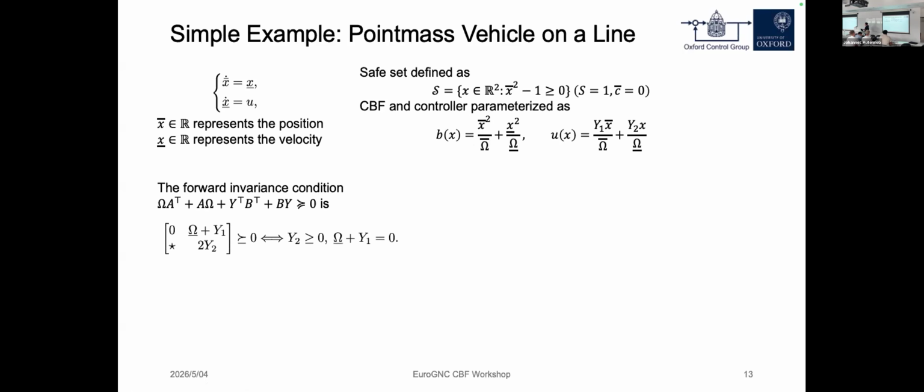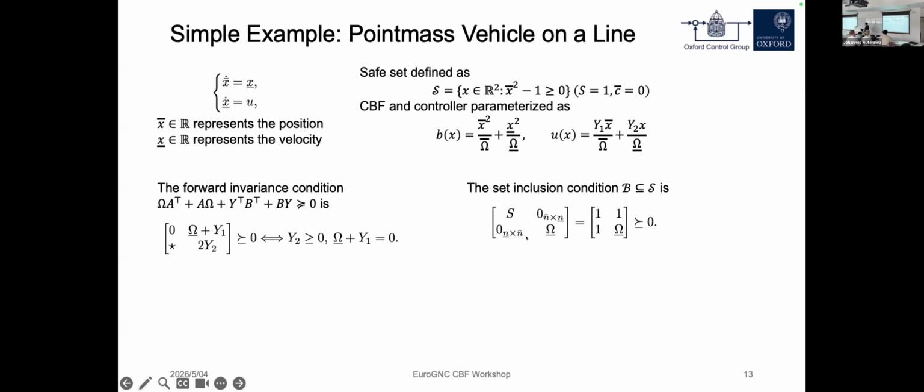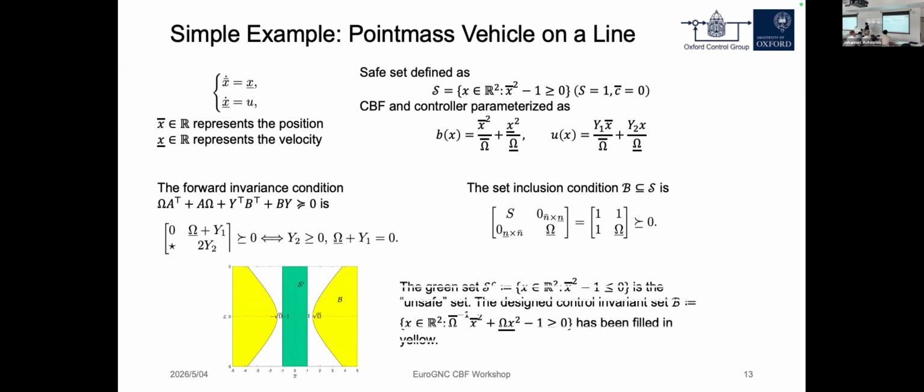And actually, you can reformulate it. You can reformulate the forward invariance condition as very simple scalar conditions for this case. And similarly, the set inclusion condition basically says that there should be a subset of the safe set, and it's a semi-definite constraint. And with the standard reformulation, you can change it into a scalar inequality constraint by using the Schur complement over the first block, 1 over here.